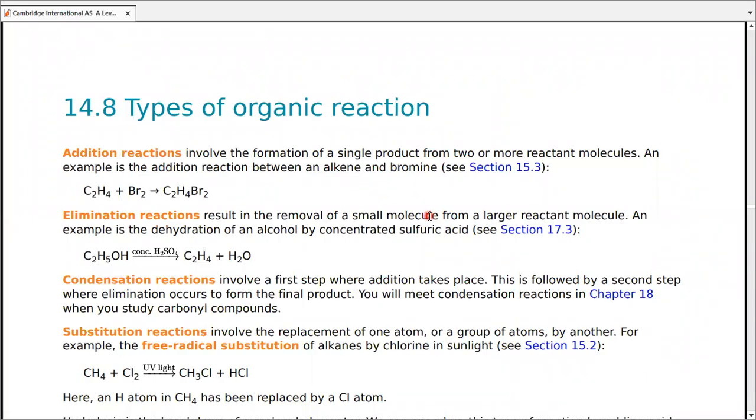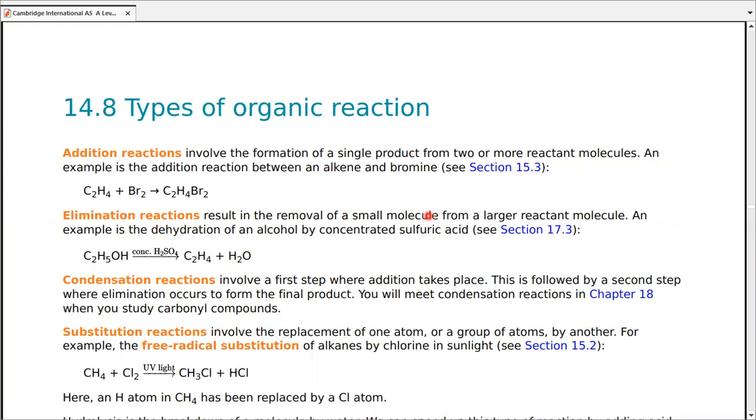For 14.8, types of organic reaction, probably the last topic for this chapter. This is just a heads up. This is just know-how for the basics of organic reactions that you might come across in upcoming chapters, all the way from 14 to 18. But really, there are no more details here.